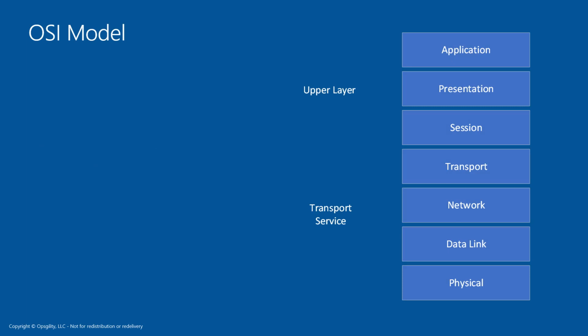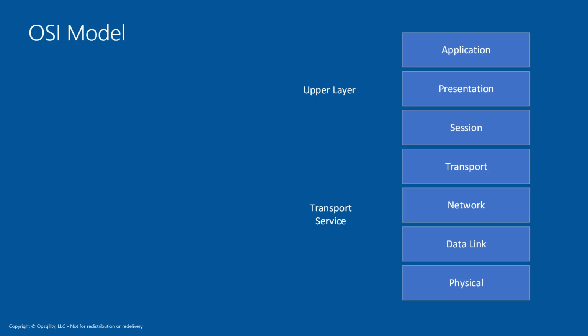Let's take a look at the OSI model. A lot of times people can spend weeks or months studying this, but there's really not that much you need to know when it comes to the Network Plus test. You just need to understand what the 7 layers are and what it is that they do. If you take a look at the right-hand side, you see it starts with the application and goes all the way down to the physical.